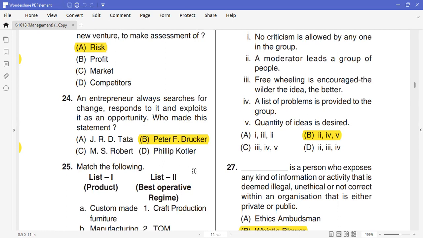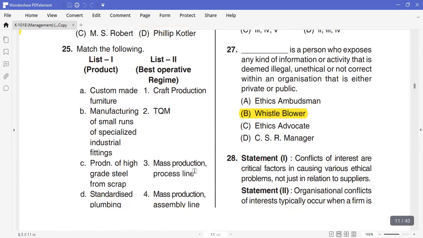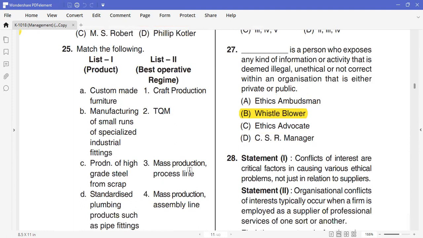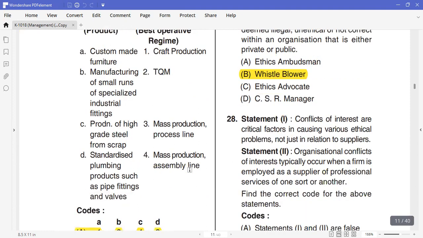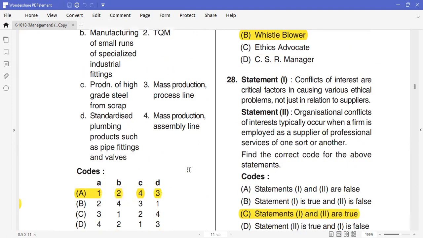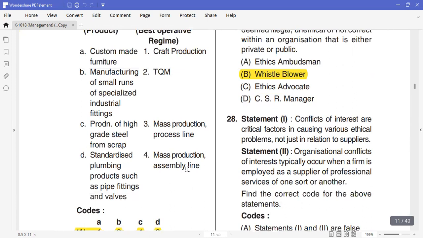Drucker. Next, we have a match the following. So list 1 is product, list 2 is best operative regime. So the correct option is for A it is 1. That is custom made furniture is actually called craft production. So craft production is a technique which is basically used for custom made products like furniture, other things.